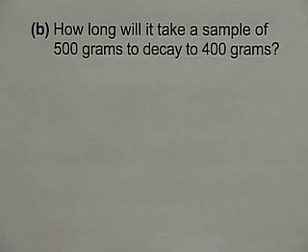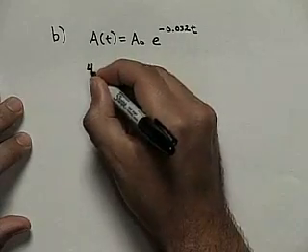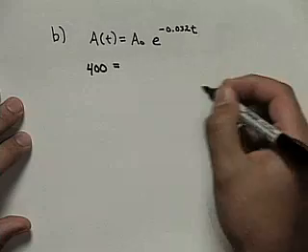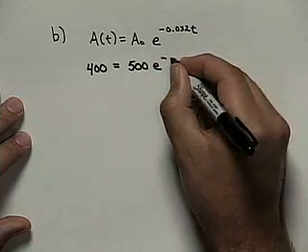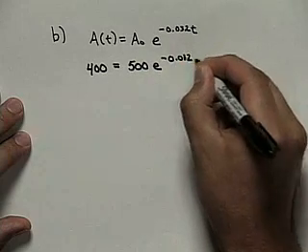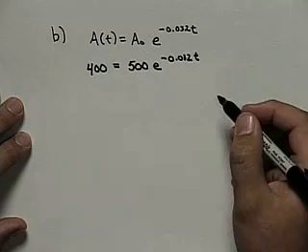Now let's look at the second part of the question. Here we're asked, how long will it take a sample of 500 grams to decay to 400 grams? Again, we're going to use the exponential decay model. We start with 500 grams and we want to decay to 400 grams, so A of t would equal 400. The initial amount would be 500, and we've got e raised to the negative 0.032, because that's the decay constant we found from the last part of the example, times the time.